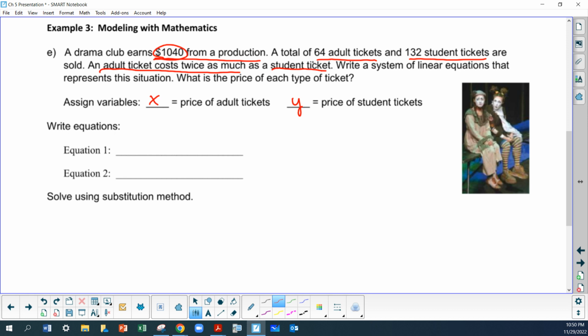Now, I'm looking at those equations and it says they earned $1,040 by selling 64 adult tickets and 132 student tickets. To me, it makes sense that I would go 64 tickets sold and they cost X dollars for those adult tickets. And I also sold 132 of the student price tickets, Y, and that came in as 1,040.